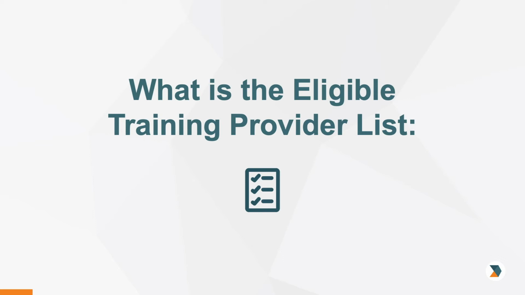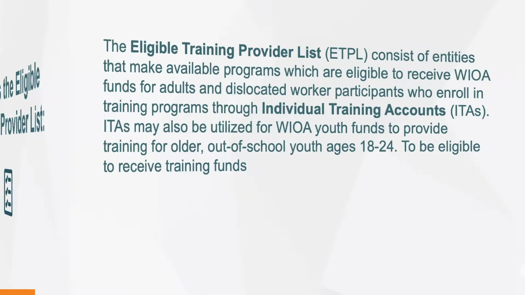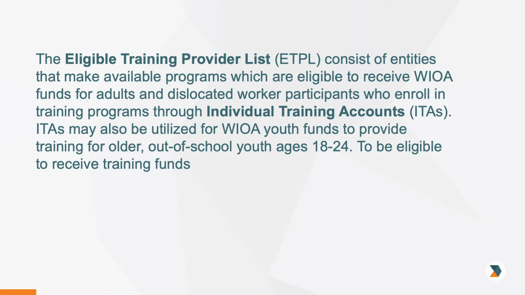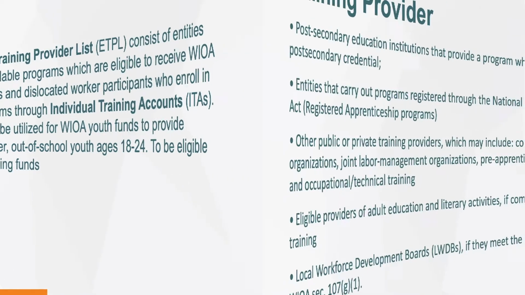What is the Eligible Training Provider List? The ETPL is a list of educational programs that WIOA participants use to select training that can be funded by WIOA using individual training accounts. Simply stated, it is a list of approved training providers and programs made available to WIOA participants that allow them a better choice of services that they wish to undertake.